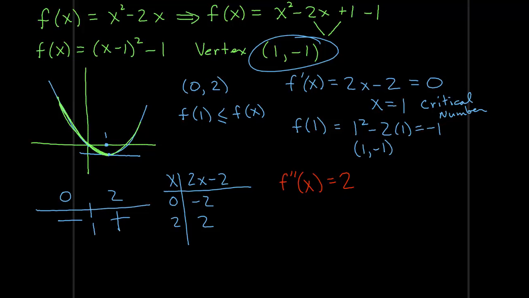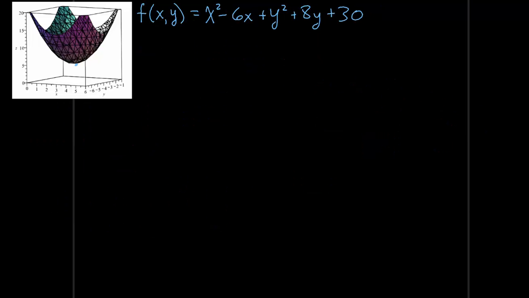So now we look at a function with two independent variables. f of x, y equals something with x's and y's in it. Now we can approach this problem the same way. We could complete the square with this particular one. So I could say, okay, f of x, y. Group my x's together.